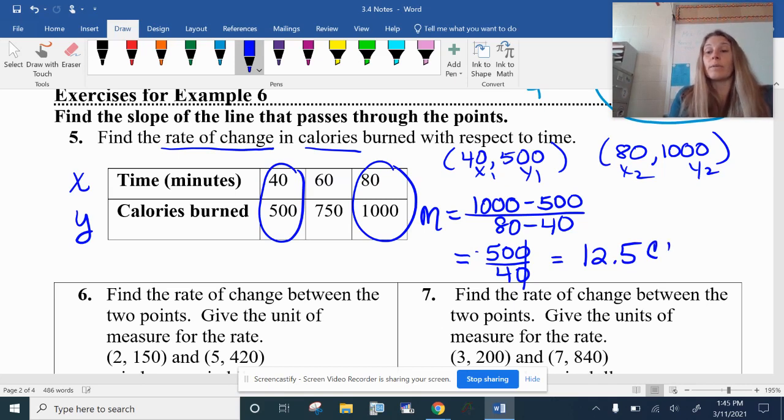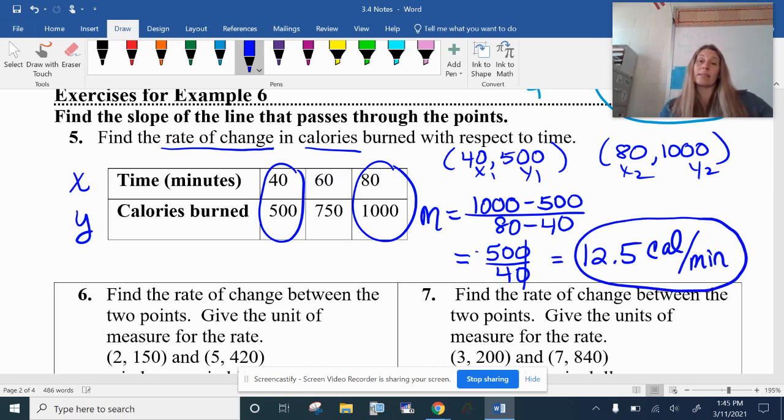Now, this is going to be in calories per minute. So the big thing is you're using slope formula, but then you're adding a step at the end where you divide out your answer, get your unit rate, put the units on your final answer.